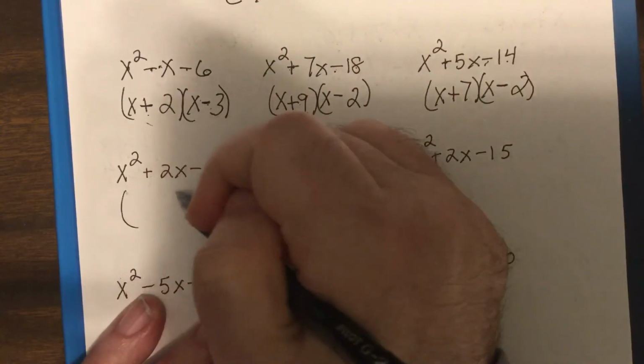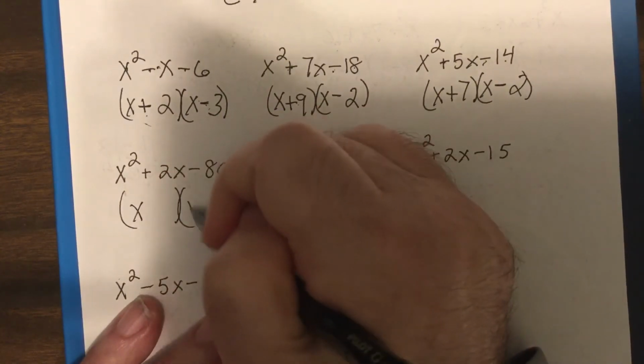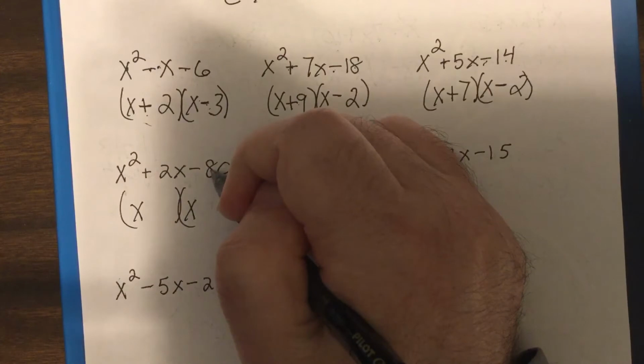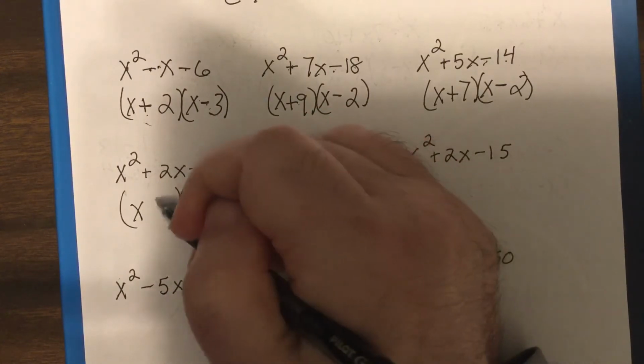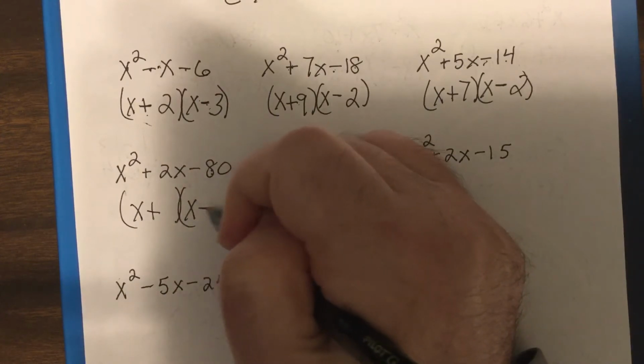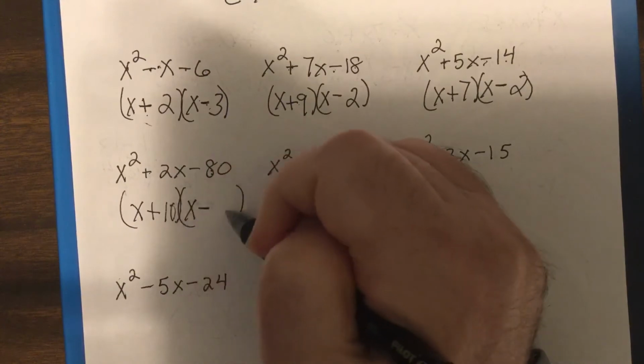Okay, this one. x squared is x and x. 80. What do you multiply to get 80, but you subtract to get 2? And that would be 8 and 10. The largest one goes with this sign, so it'd be 10 here and 8 here.